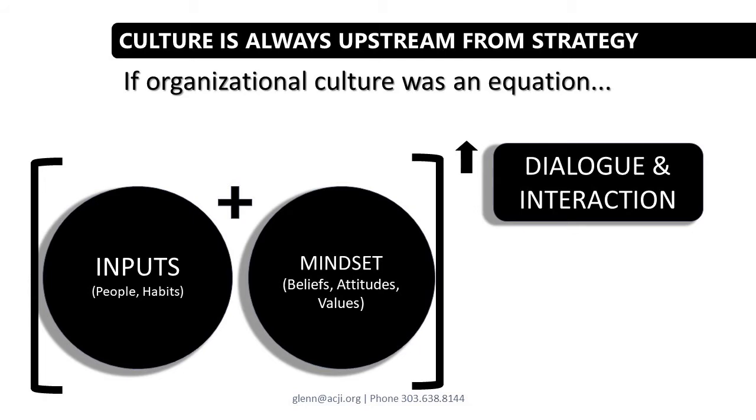So if you're mathematically minded, you might think of it like this equation, that we can change culture by changing all of this. We got to change the people, we got to change the practices, we got to change the mindset, and we got to change the way that we dialogue, and the way that we interact when it comes to culture. Because dialogue and interaction has an exponential power effect on the inputs and the mindset.